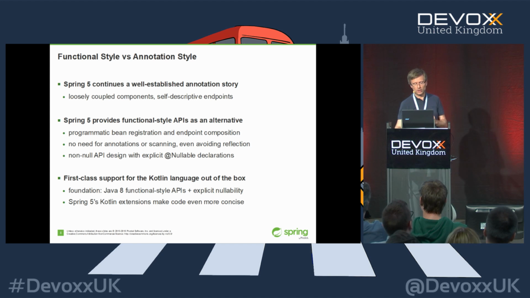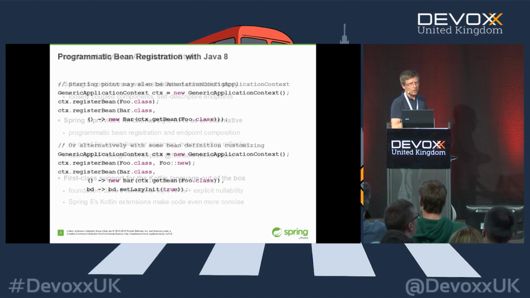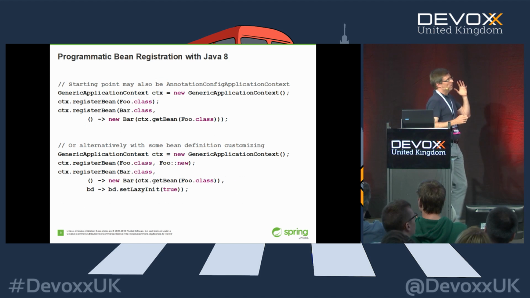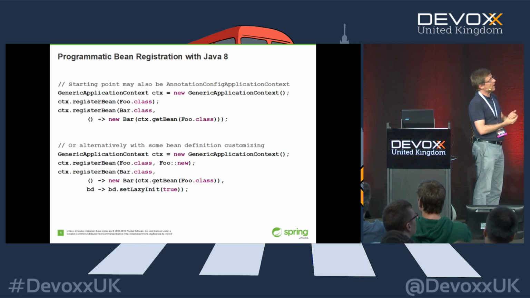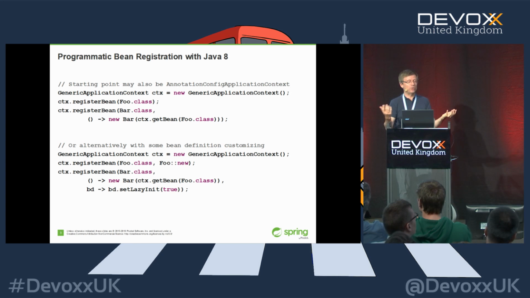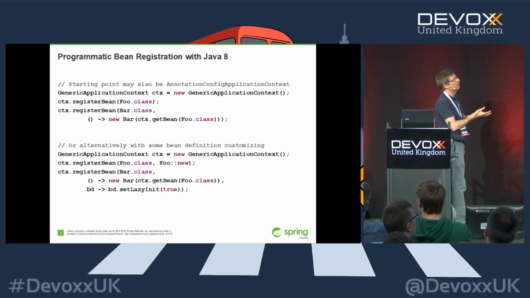We'll get to that in just a moment. So what does this mean in all applicable brevity? Programmatic registration can be as simple as this. Generic application context is actually a quite old class in Spring. Instantiating it allows you to programmatically register any bean definitions.